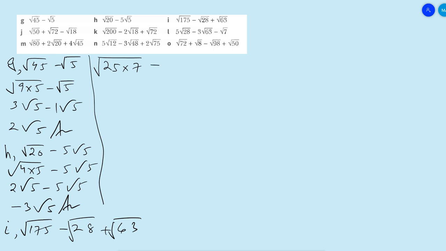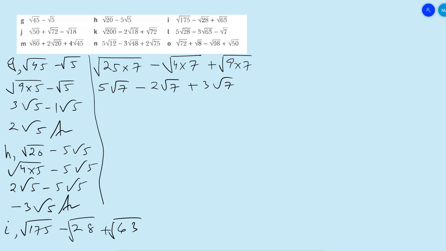25 into 7, minus 28. 28 can be written 4 into 7. Plus 63 can be written 9 into 7. Okay. Square root of 25 is 5 and 7 remains in the root. Square root of 4 is 2 and 7 remains in the root. Square root of 9 is 3 and 7 remains in the root.